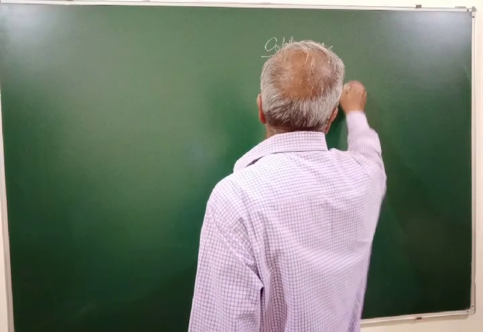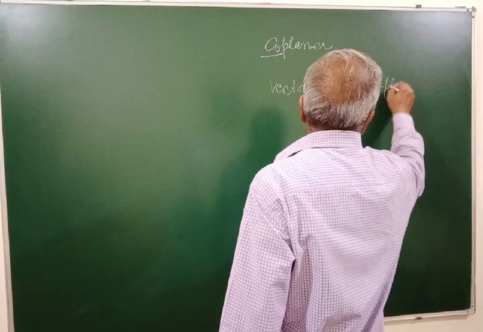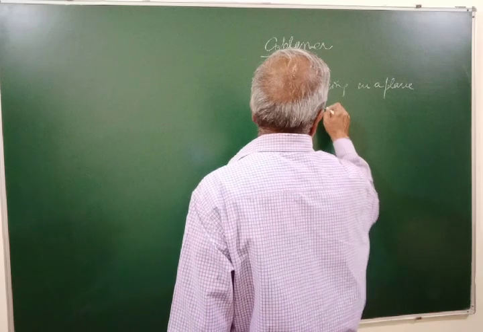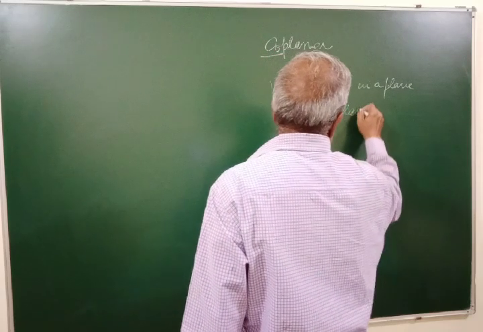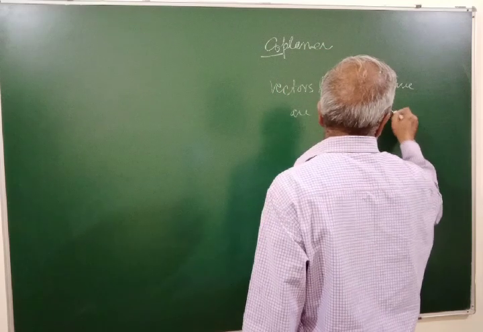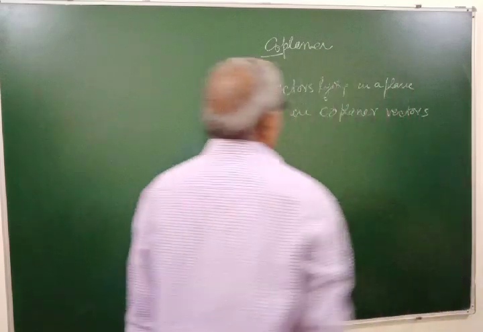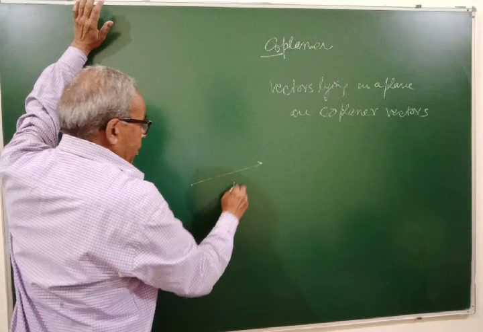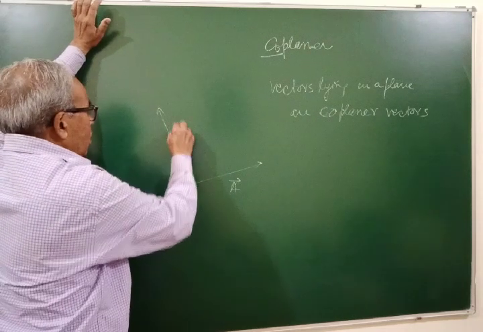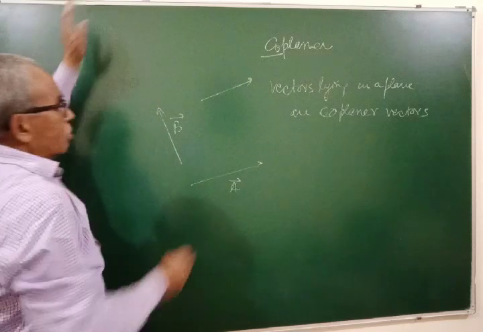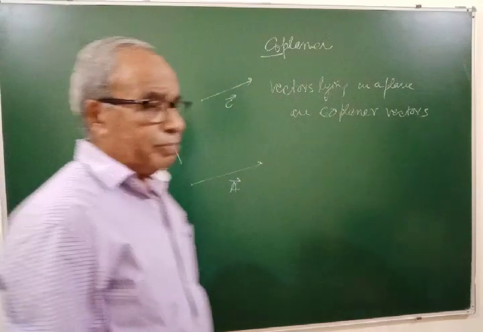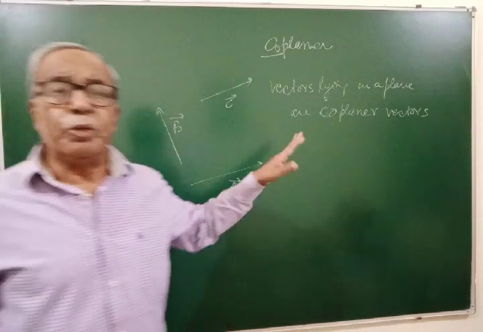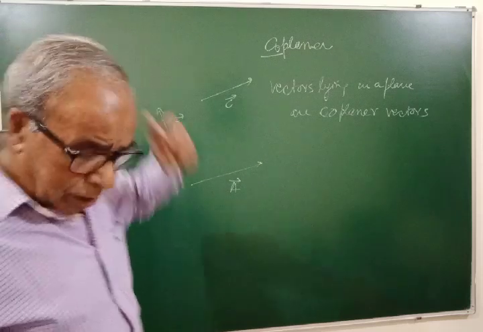Vectors lying in a plane are called coplanar vectors. For example, the board: the plane of the board has this vector A and this vector B or C, like this. So these are coplanar vectors. They are lying in the plane of the board. If some vector is normal to the plane of the board, that will not lie in the plane of the board, so that will not be coplanar with these. I think it is a simple matter.